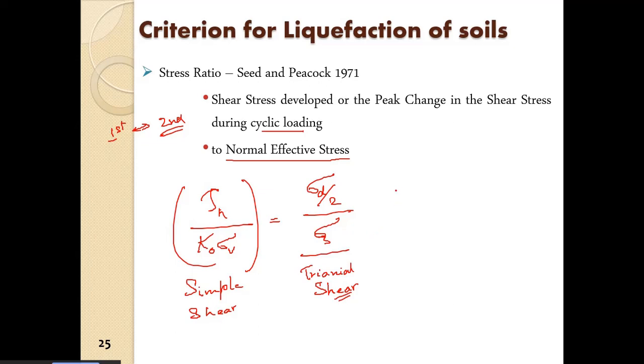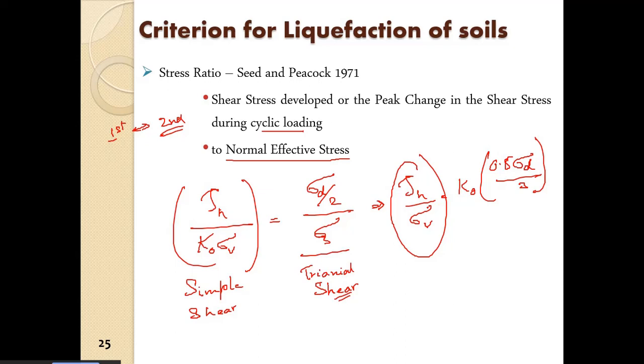And ultimately he came to the conclusion that, in the case of the triaxial test, we need to multiply by the K naught factor, sigma d by 3. So this is the first and also the second criterion for the stress condition for liquefaction of soil. This is the stress ratio that he defined.